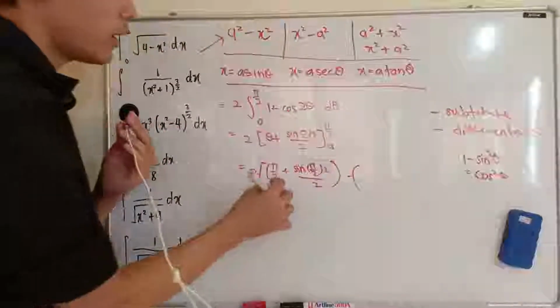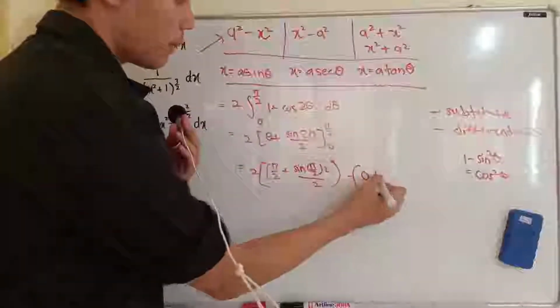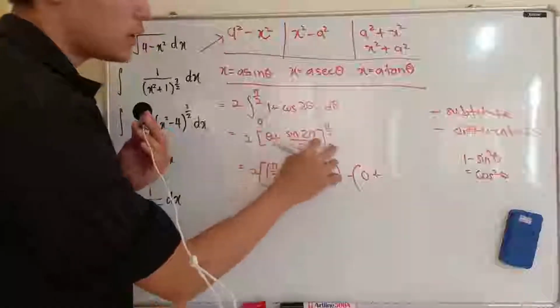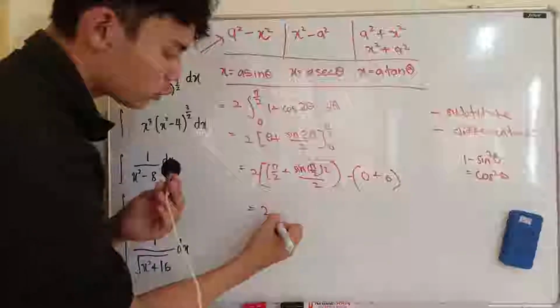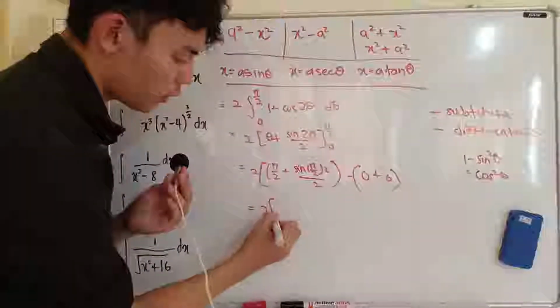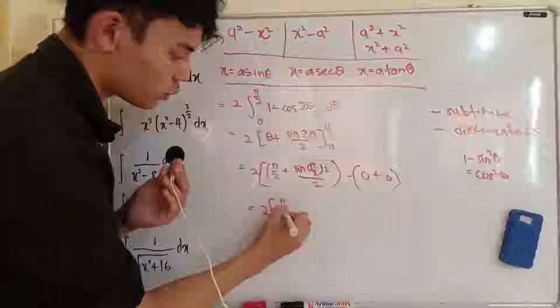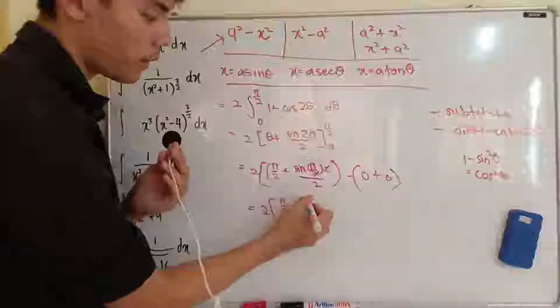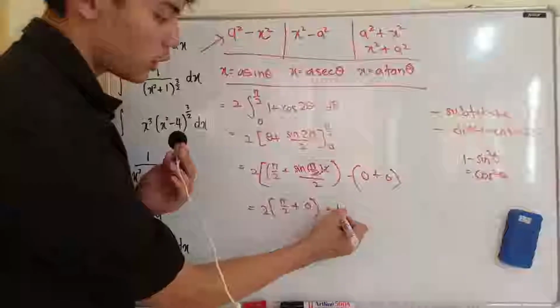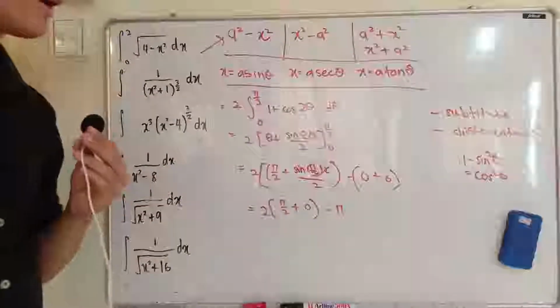The second bracket, 0 over here plus 0. So sine 0 is going to be 0 as well. Okay, so now 2 over here, and then we're going to have pi over 2 plus pi. So now sine pi is going to be 0. So your last answer is going to be pi.